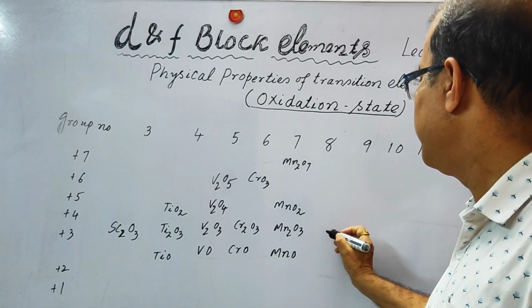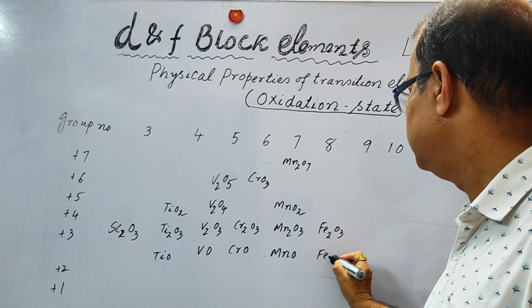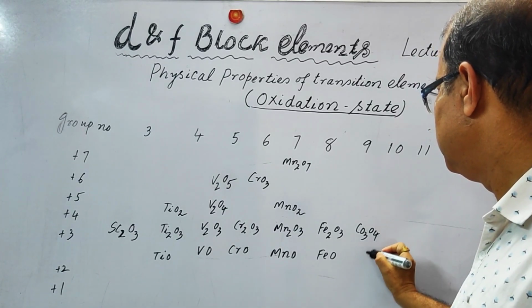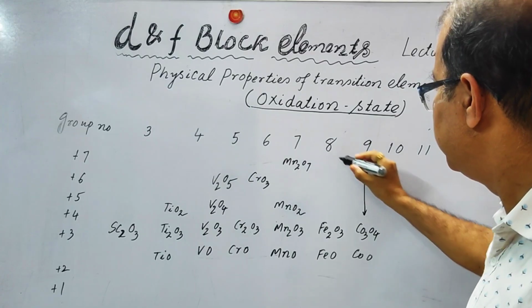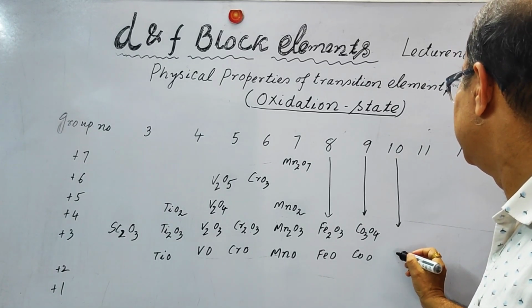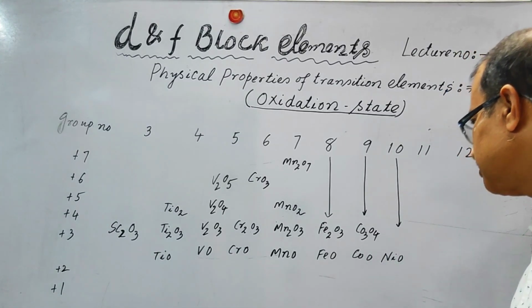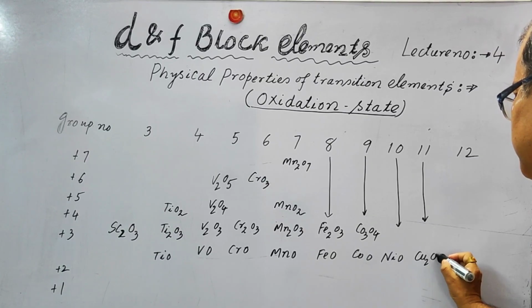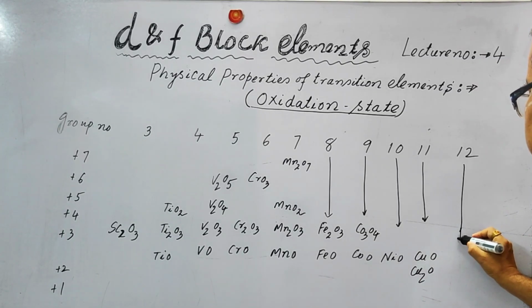Now for iron, it is group number 8. For cobalt you can find, this is group number 9, and group number 10, that is where you need to understand, is nickel oxide, and group number 11 that we find is copper oxide and Cu2O, and last is zinc.